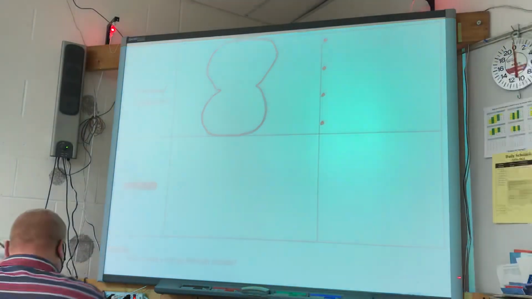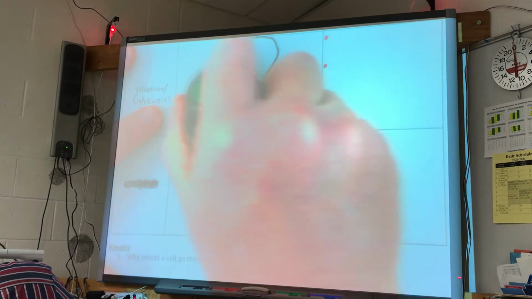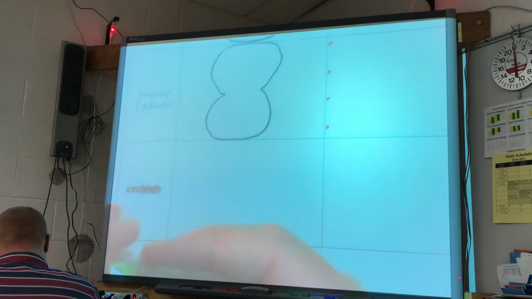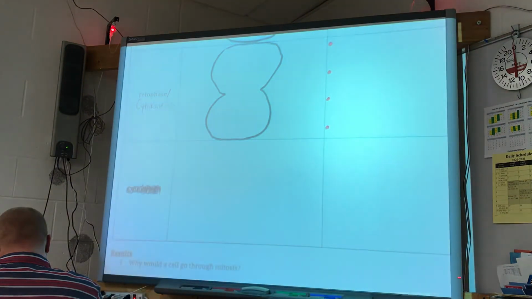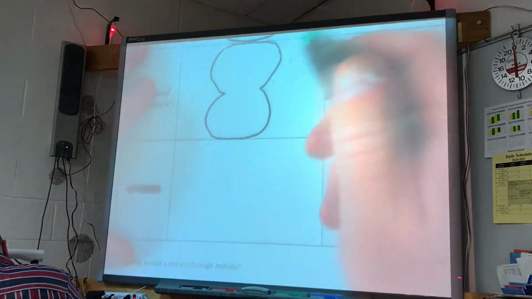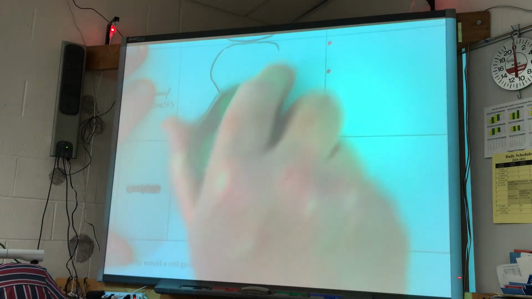So, we are going to draw a peanut-shaped structure, but because of the way that we have drawn our chromosomes, we need to rotate that picture. Because our sister chromatids got pulled apart like this, the cell is going to pinch like that.